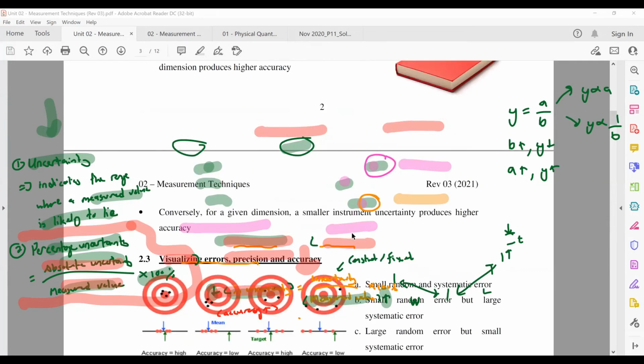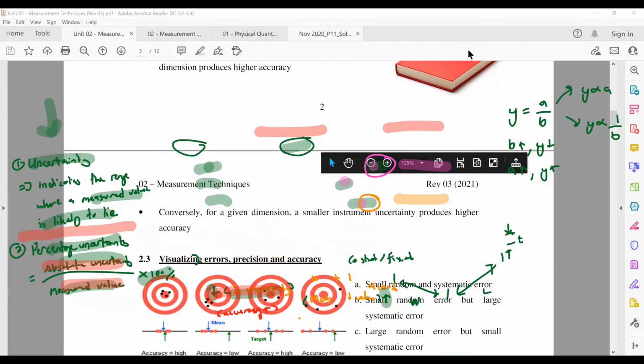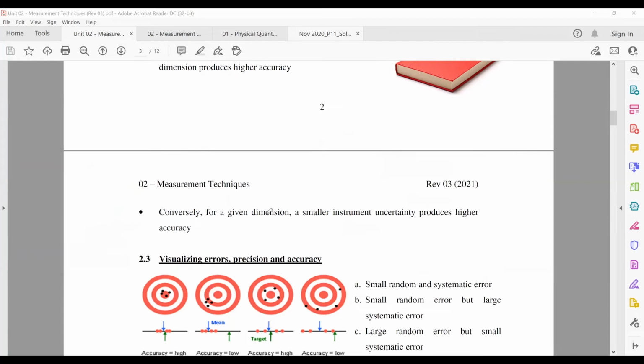All right. Conversely, you can also say this. The converse is also true, where you say that for a given dimension, a smaller instrument uncertainty produces higher accuracy. This one is you looking at it like this. Percentage uncertainty is equal to uncertainty over measured value times 100%.